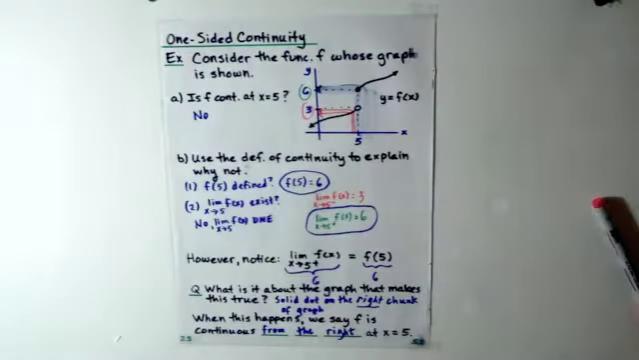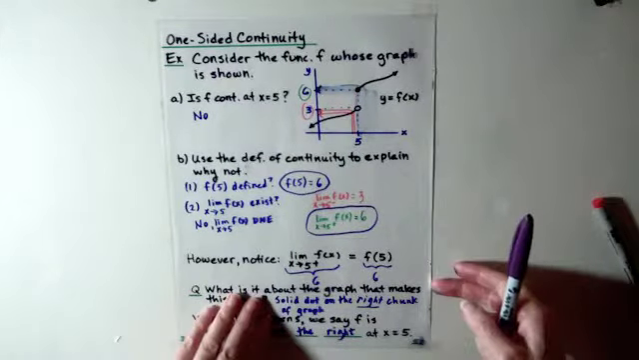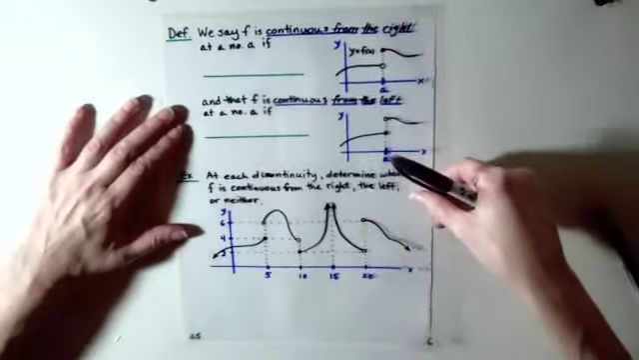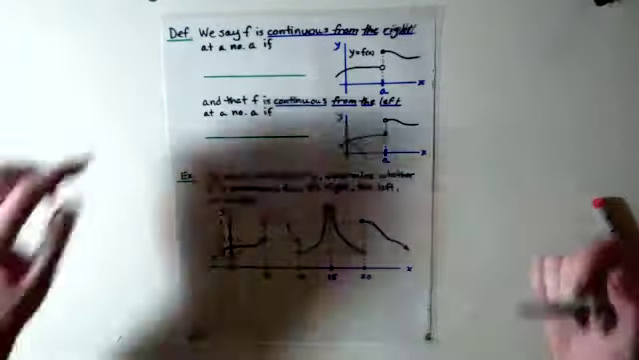Let's go ahead and look at these definitions in a formal setting, and then we'll get a little bit more practice just deciding whether a function is continuous from the right or from the left at particular x values. And I think once we get a little more practice and see another example, this idea will make more sense to you. Okay, so here's the formal definition.